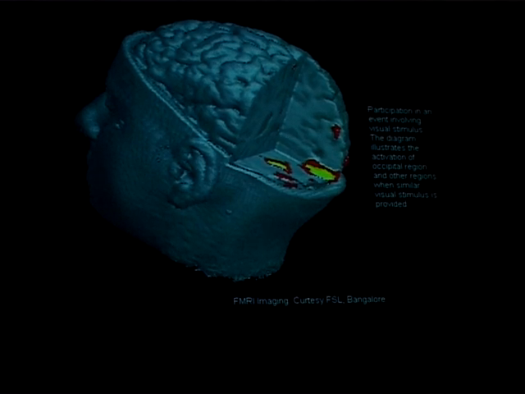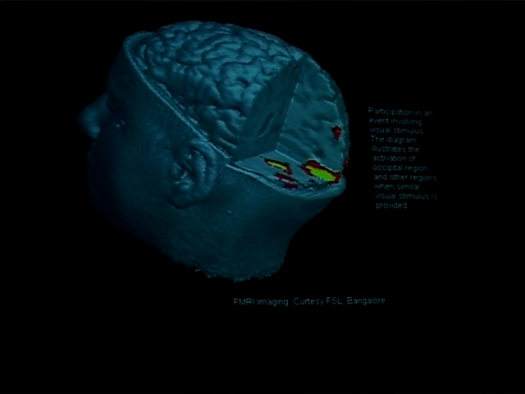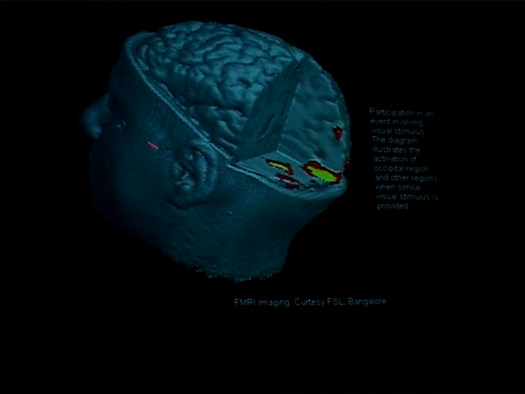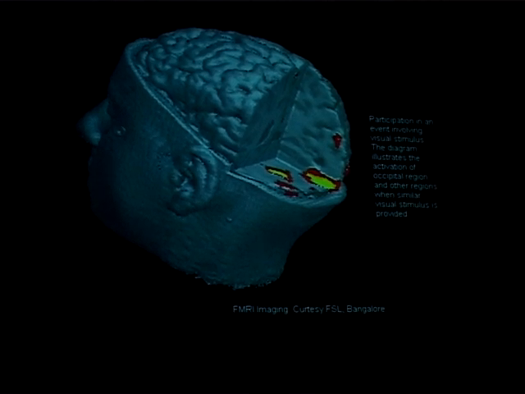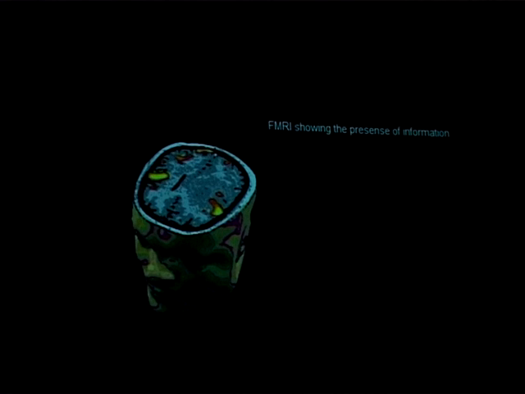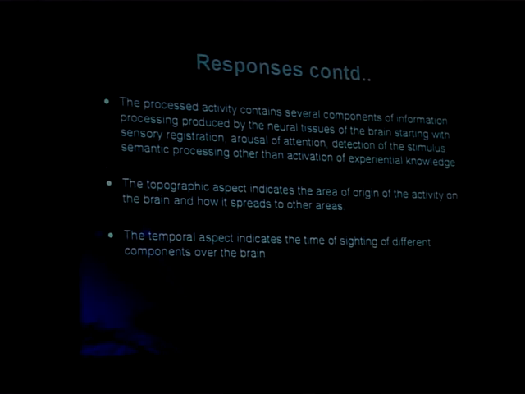This is the region when the photographs were being shown, because this is the occipital region where the activity starts first and then spreads to the other areas of the brain. These are some of the functional MRI photographs.